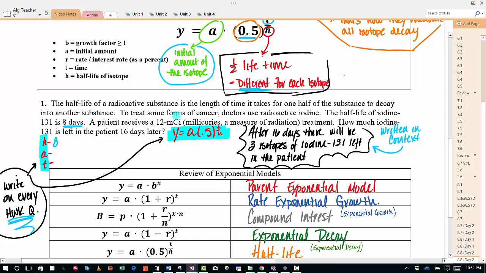Well, you can already see that that's the initial amount that they're getting. So they get an injection, a shot, and they get 12 millicuries, whatever this happens to be. It sounds like a small amount to me. That's going to be the initial amount that they receive, so we're going to identify that as our A value.